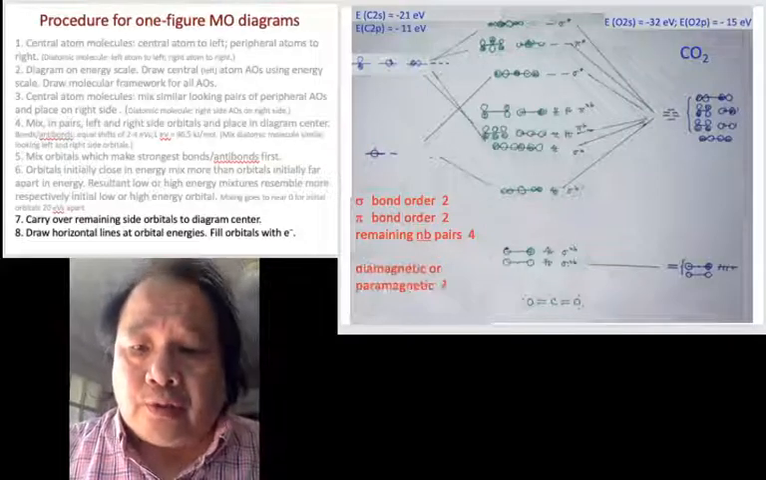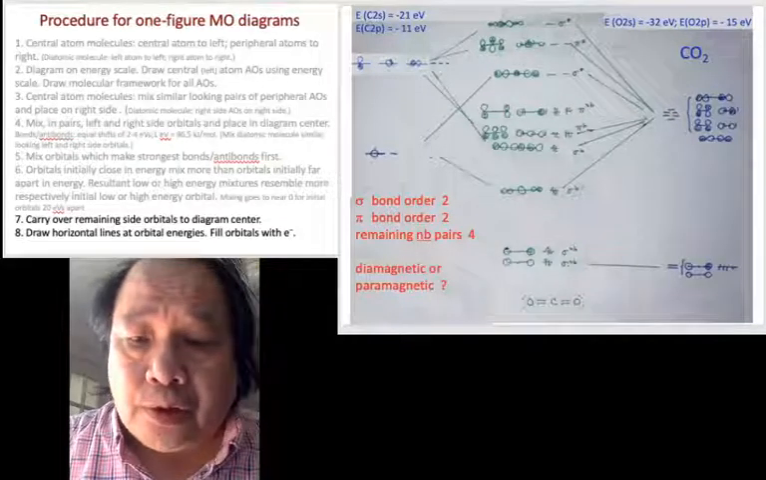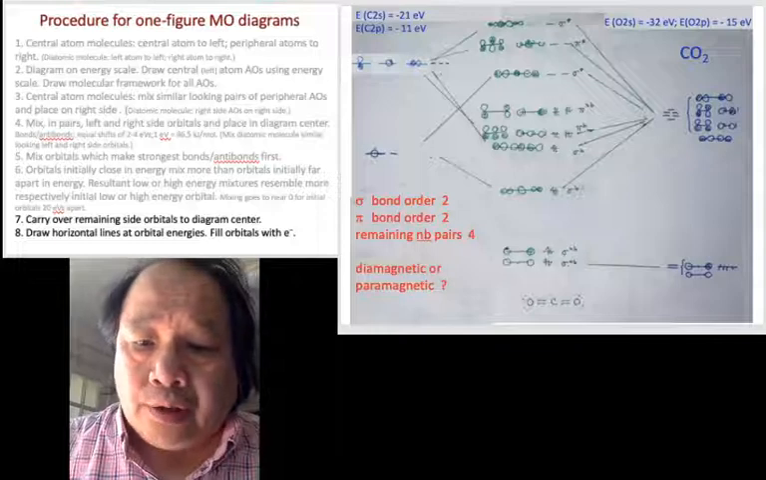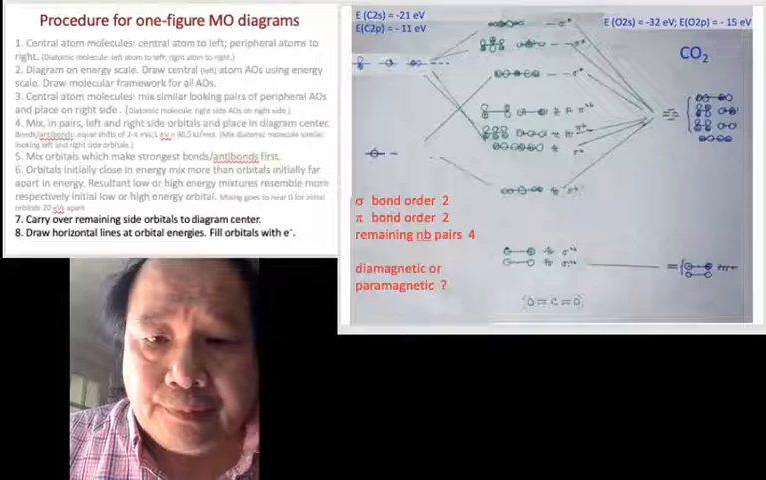And finally, we can look at the question, is this paramagnetic or diamagnetic? Are there unpaired electrons or not? There are no unpaired electrons, and therefore the system is diamagnetic.